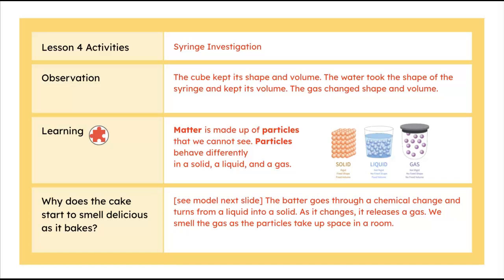From the discussion, students should understand that the cake batter goes through a chemical change, and as it turns from a liquid to a solid, it releases a gas. We smell the gas as the particles take up space in a room. The summary chart discussion will start in the explain portion and conclude in the elaborate.